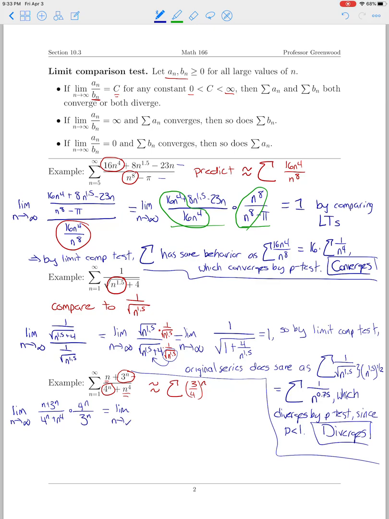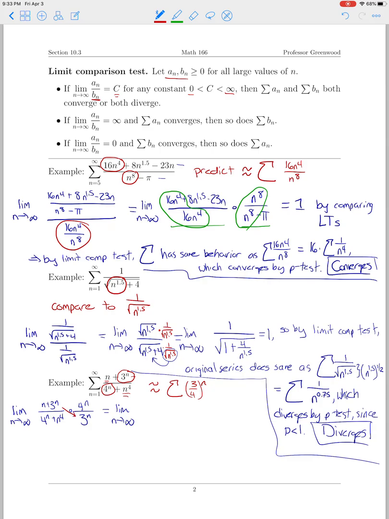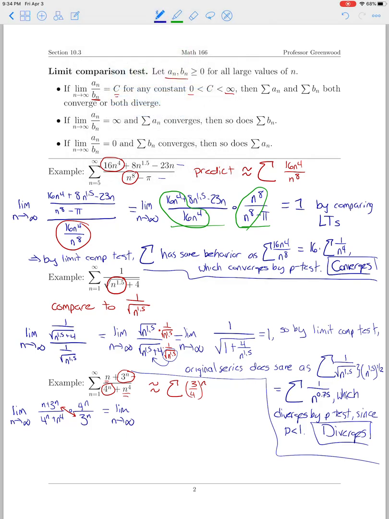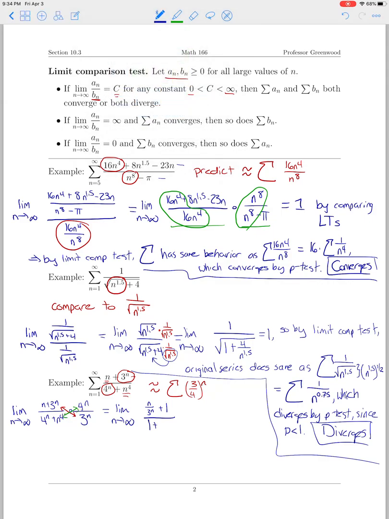This will be the limit as n goes to infinity of, and now I want to compare the numerator on the left to the denominator on the right. If I simplify that, it's going to be n over 3 to the n plus 1. And then if I compare the numerator on the right to the denominator on the left, I'm going to end up with a 1 plus n to the 4th over 4 to the n.